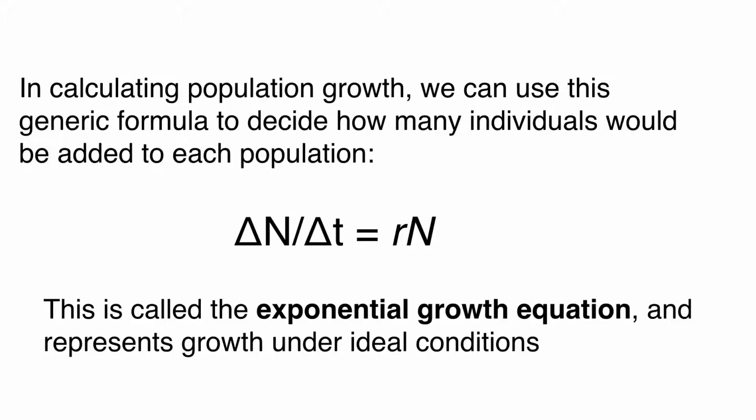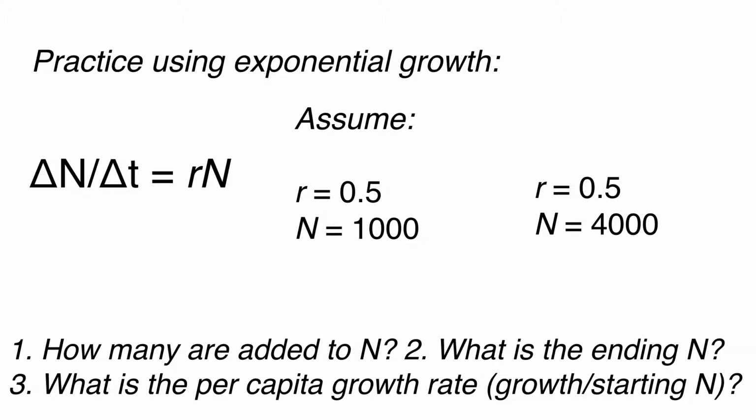It's important to note that the equation, R times N, gives you the change in population over time, not the ending population size. This will tell you how many individuals would be added to a population. I want you to practice using exponential growth. There's the equation on the left. I've given you two different scenarios with the same growth rate, and both of them have a different starting population size.